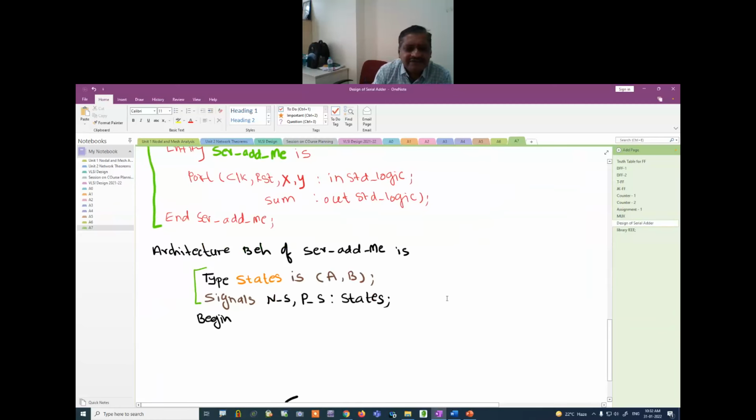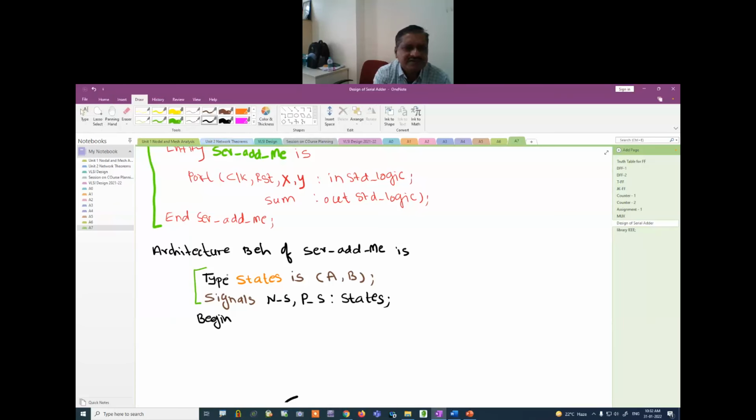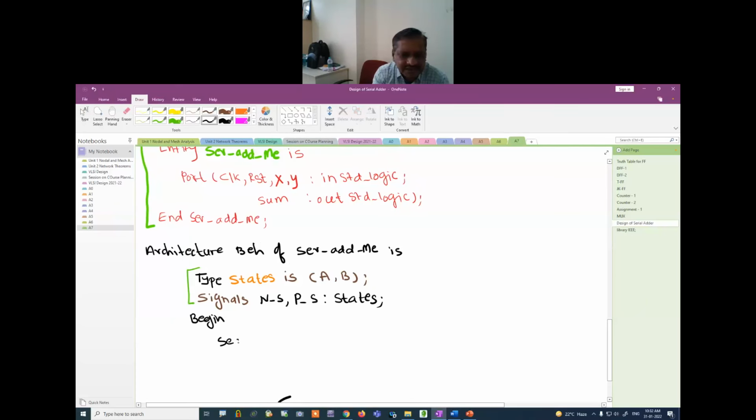Then here is the begin of the architecture, and in the begin of the architecture we have two processes. One process is known as the sequential process. I will call it SEQ, colon, process. The process can be named or unnamed, but if we are using multiple processes, it is better practice to give a name to each process. Here, sequential process.